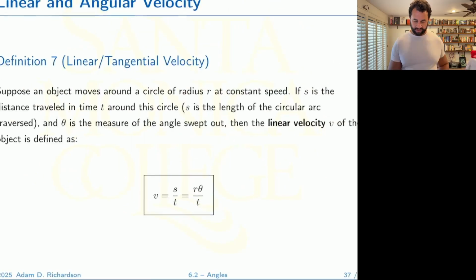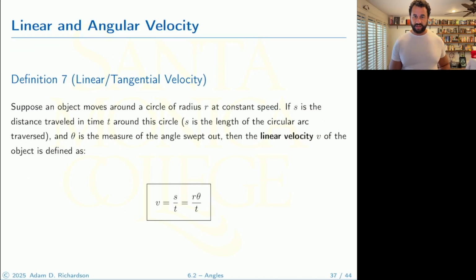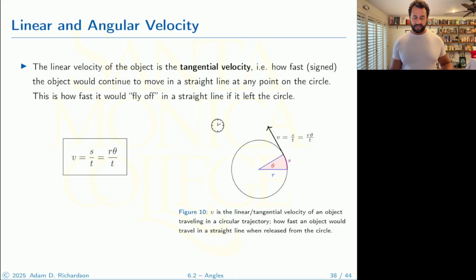That's the formula, okay? Now let's get some intuition for what that is. The reason that I keep calling it tangential velocity is because it's basically how fast, plus or minus, the object would continue to move in a straight line at any point on the circle.